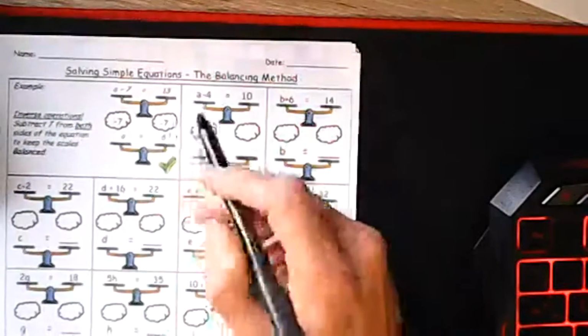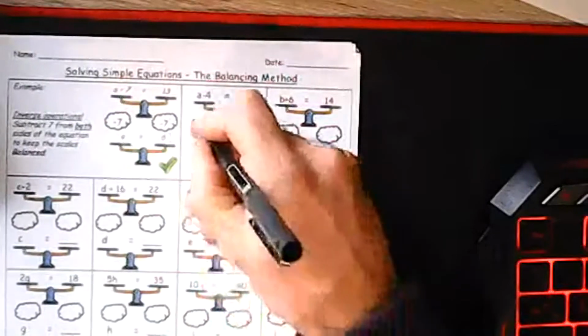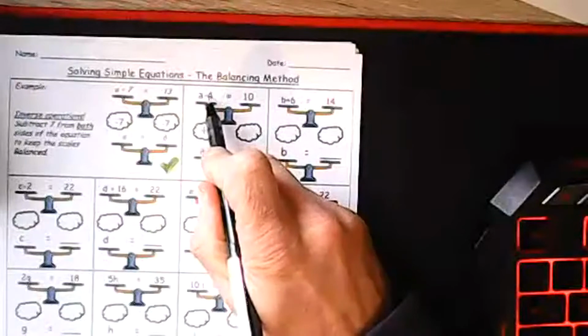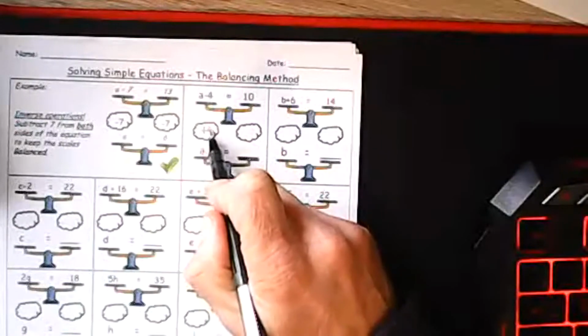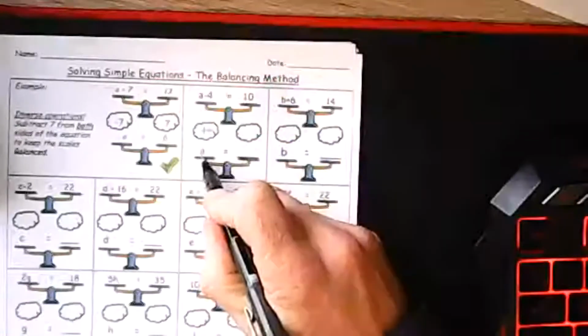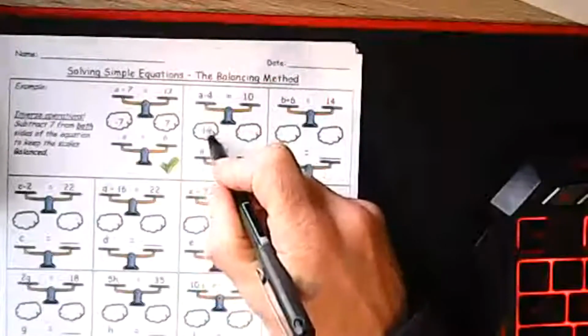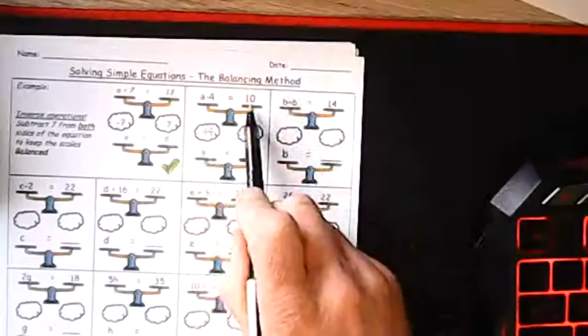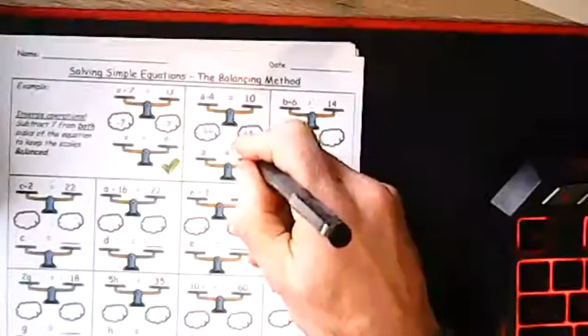Right, that's correct. You need to add 4 this time, because that'll bring that in line with 0. Negative 4 add 4 is 0. That means that disappears completely, and I'm left with just an a. Negative 4 add 4 is nothing, but what I must do is the same on the other side. So that means that 10 add 4 is 14.